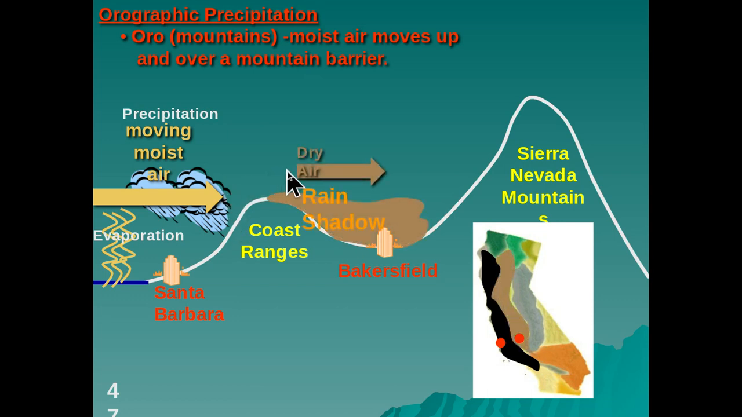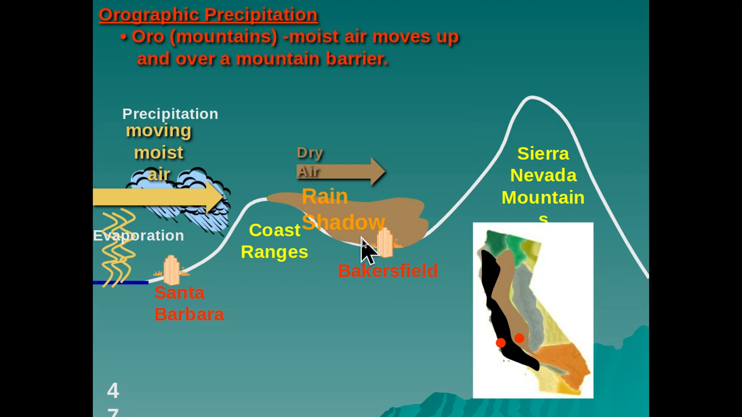Now, if we continue with this air mass, as it comes over the coast ranges, it begins to subside or sink. What happens to it adiabatically when air sinks? When air sinks, it's going to compress the air mass, and upon compressing, it's going to adiabatically warm. And so, in terms of getting rain in the San Joaquin Valley, you're not going to get nearly as much as you would on the coast.